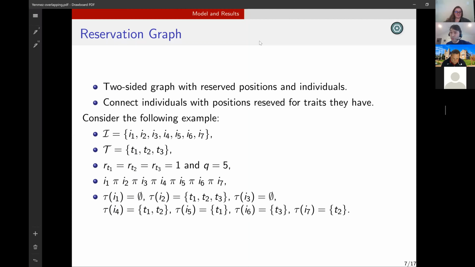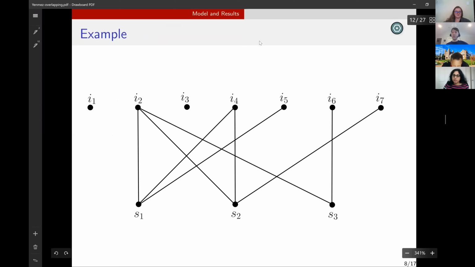There are 3 traits only, T1, T2, T3. For each trait, we have only 1 position reserved, and there are 5 positions in total. We number the individuals so that I1 has the highest merit score and I7 has the lowest merit score. And the traits of individuals are given by this function tau. You don't have to remember that. I will show you the reservation graph in the next slide, which will show you who has which trait.